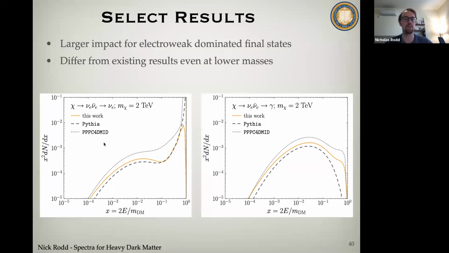But in some channels, we don't agree as well. In particular, it's the electroweak dominated channels, and notably the neutrinos. So that's what I'm showing you here. For quite a low mass from our perspective, about a TeV, I look at the neutrino spectrum from an initial neutrino state and the photon spectrum on the right. I'm showing you our results in orange, the results from Pythia in the dashed curve, and the results from PPPC in the dotted curve. To remind you, PPPC was Pythia with none of Pythia's electroweak corrections turned on, but with their own version of the electroweak corrections turned on.